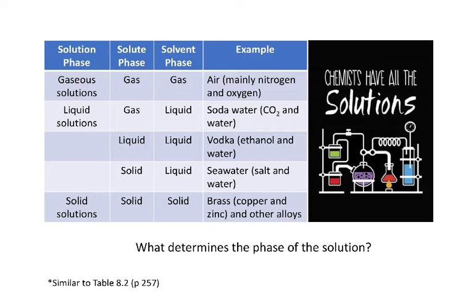Like a gaseous solution would be a mixture of two gases, but it's still technically a solution because they're small particles, less than a nanometer in size. And an example would be air, which would be nitrogen as the solvent. We found that out last chapter. It's like 78% nitrogen, with other gases like oxygen as solutes.